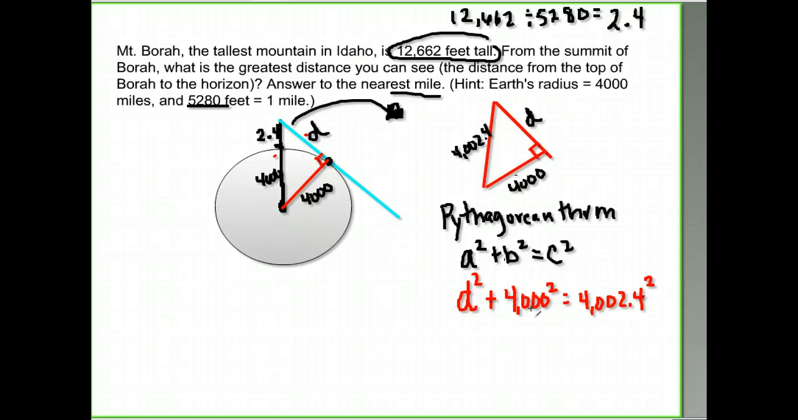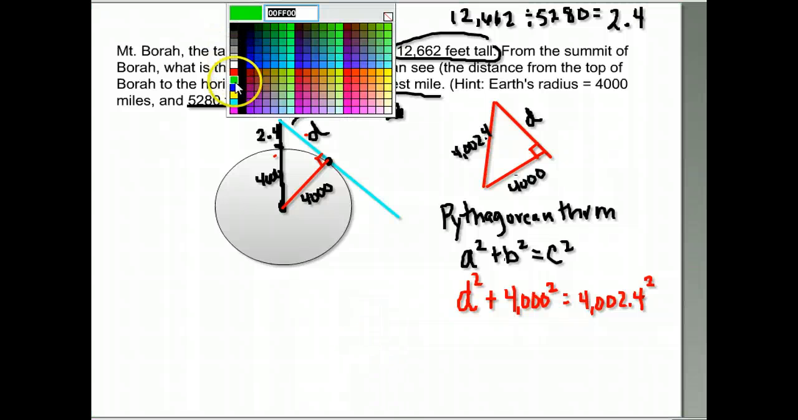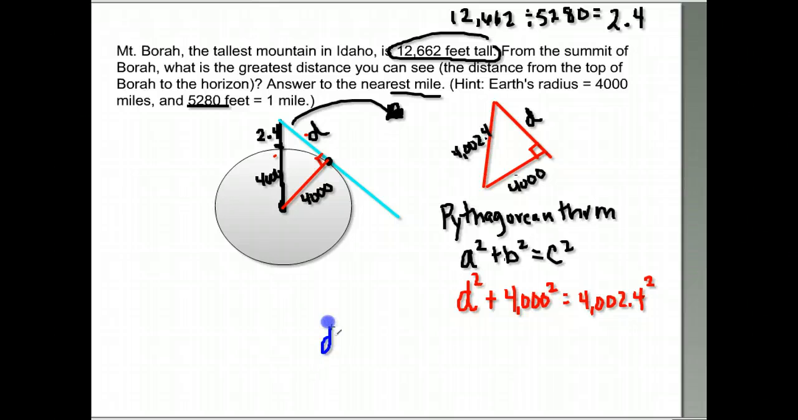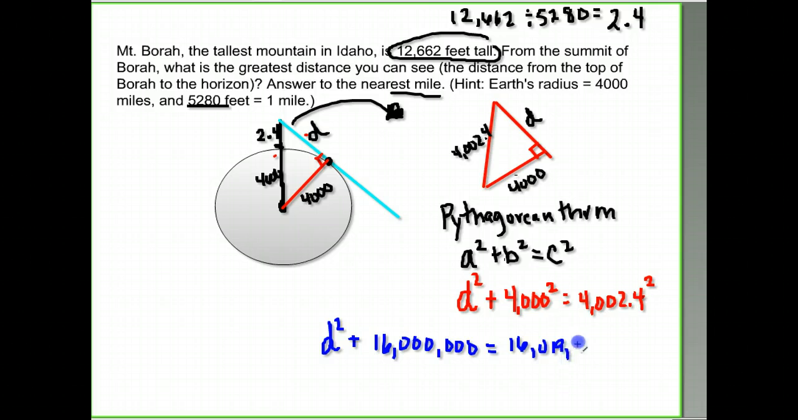We do our squaring, and do not forget that squared means to take a number times itself. So 4,000 squared is 4,000 times 4,000. That's a really big number. So we get 16 million. D squared plus 16 million. Now let's square the 4,002.4. So that means, again, to take it times itself. And we get just slightly bigger than that. We get 16,019,205.76.